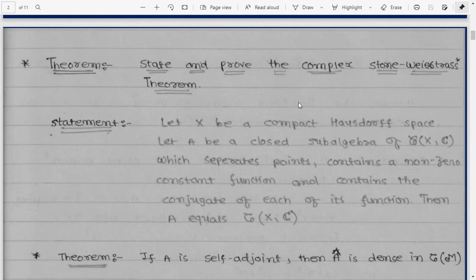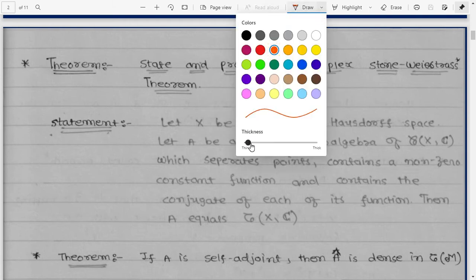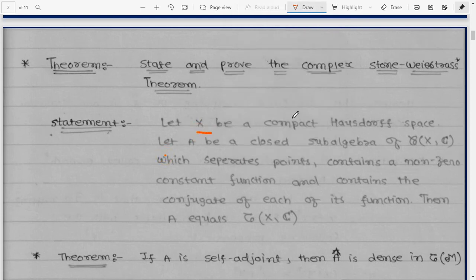Theorem. State the complex Stone-Weierstrass theorem. Let X be a compact Hausdorff space and let A be a closed subalgebra of C(X, ℂ) which separates points, contains a non-zero constant function, and contains the conjugate of each of its functions. Then A is equal to C(X, ℂ).